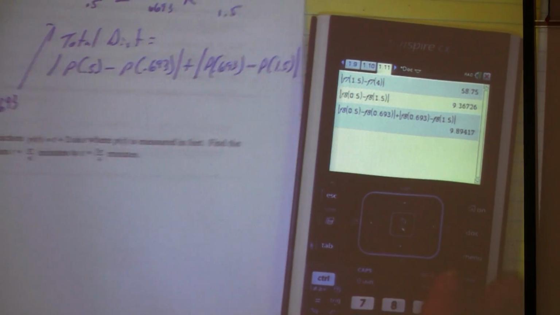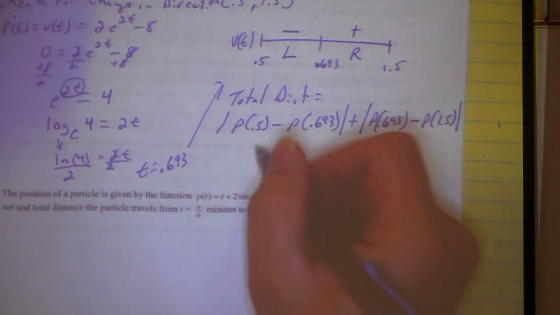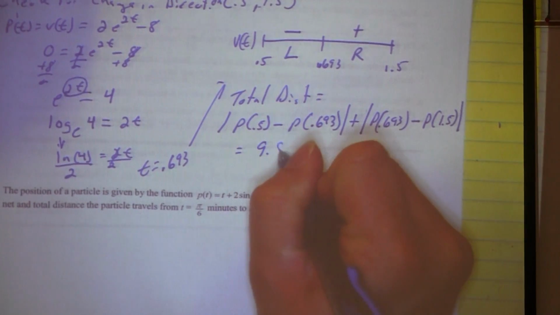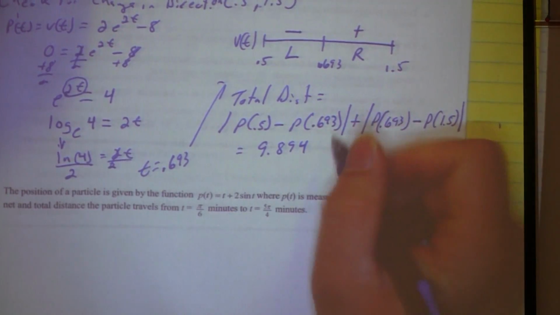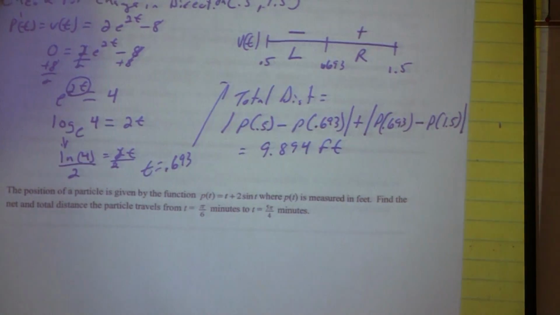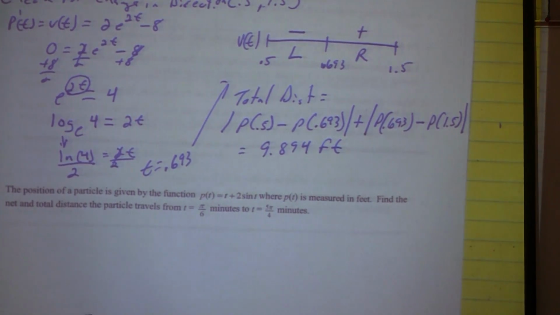9.894. That's my total distance. 9.894, and what would be my units?